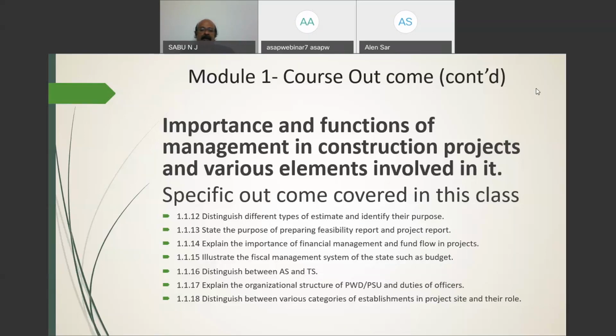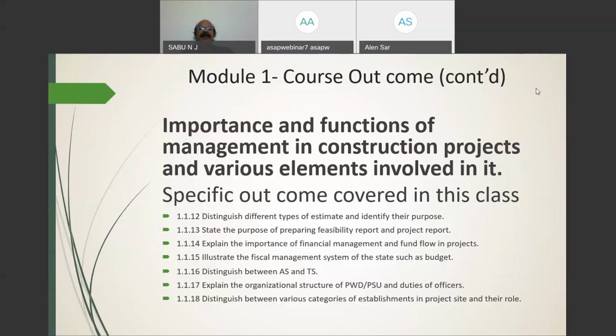Before taking up any project, two important sanctions must be obtained: the administrative sanction and the technical sanction. We will discuss them in detail in this session. Another topic is the organizational structure of the Public Works Department and the duties and responsibilities to be performed by each officer.